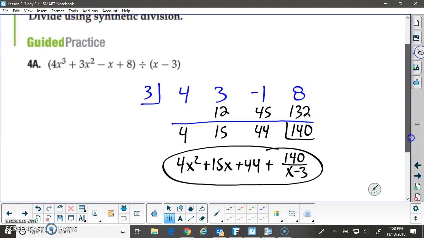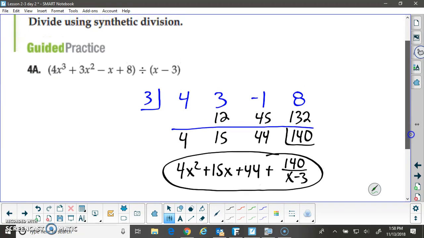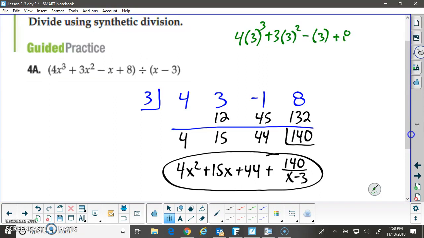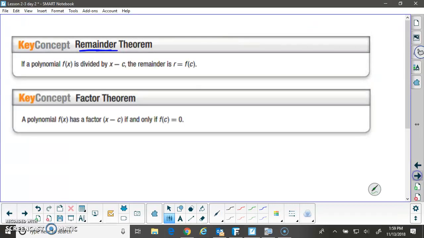So if we didn't care about the quotient and all we cared about was getting the remainder, this is how we could do it. Since we're dividing by x minus 3, we could put 3 into the function. So if I put 3 into the dividend, I should get the same result. So this gives us 108 plus 27 plus 5, which is 140. You can see that's the same result. So that's the remainder theorem.